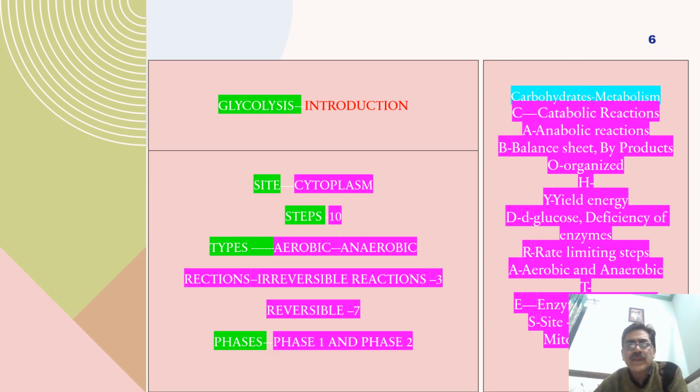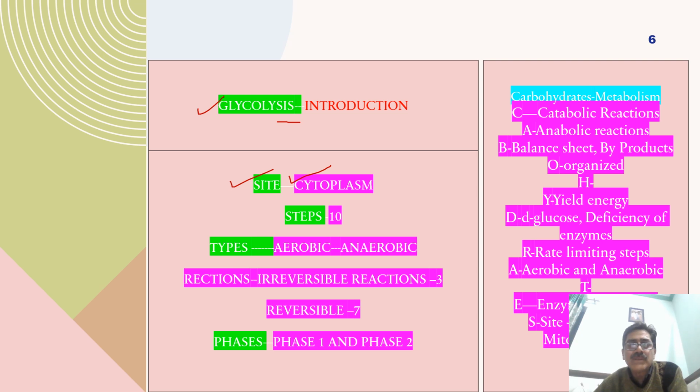So here we are interested in talking about glycolysis. Glycolysis means breakdown, so it is a catabolic pathway. Secondly, we need to know where glycolysis takes place. That is the site of glycolysis. It is extra mitochondrial, that is, in the cytoplasm of the cell.